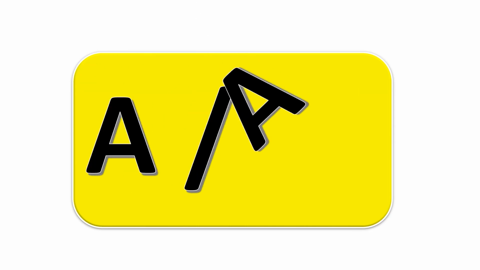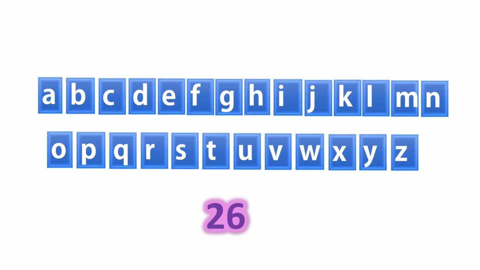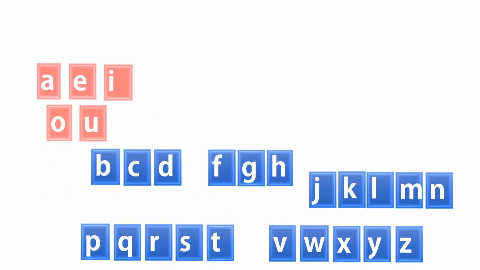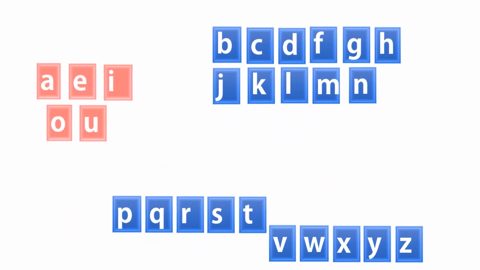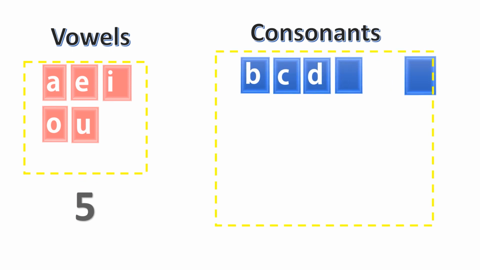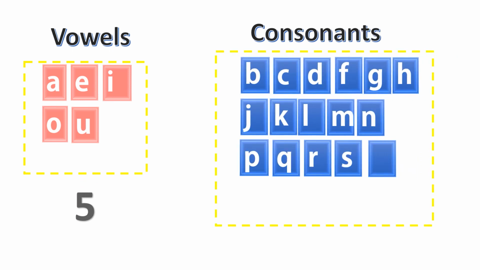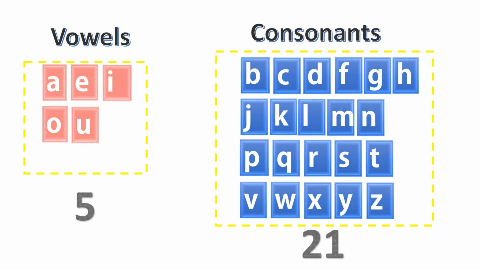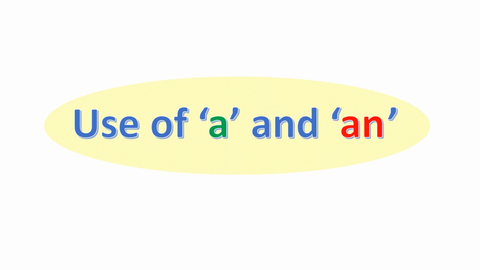Articles: a and an. There are 26 letters in the English alphabet. A, E, I, O, U are vowels and the rest are consonants. We have 5 vowels and 21 consonants. Now we will learn the use of a and an.